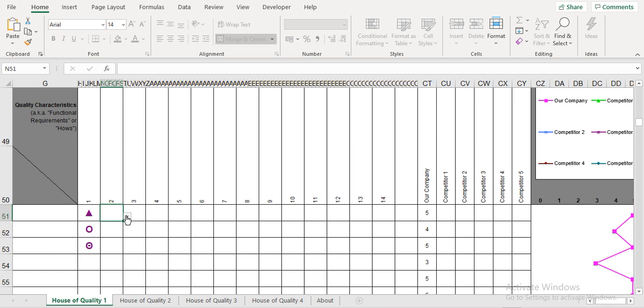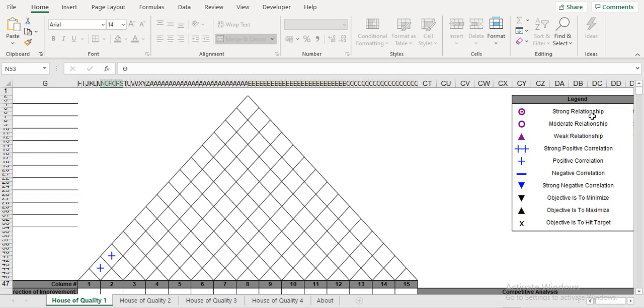If you click on the box, you get the value, you need to include some value. So you need to remember one thing: when you give a triangle it is a weak value, when you give a circle it is a moderate value, and when you give a minus in the circle then it is a high value. So this is for the relationship area. These values will be included in the relationship area, and plus and minus signs will be for the correlation value. These four values are given for correlation. These are the symbols that we use for discussing the correlation.